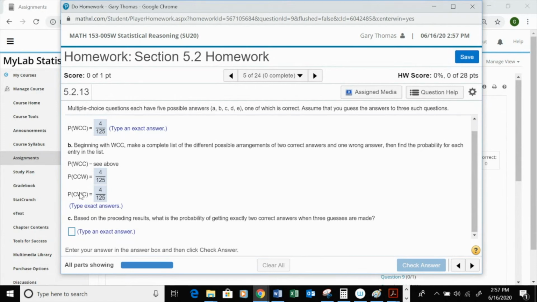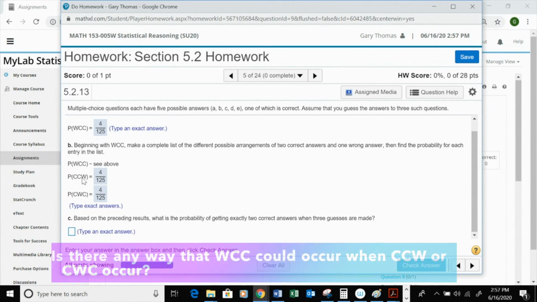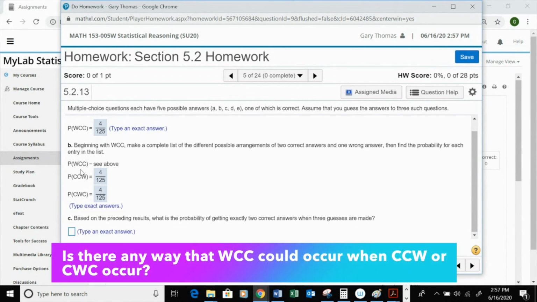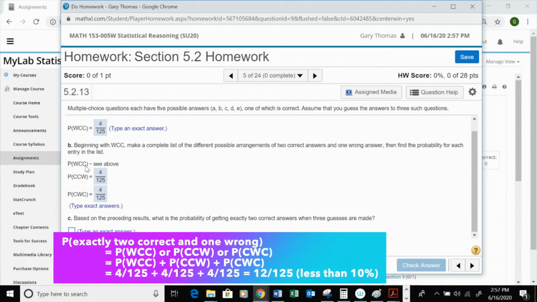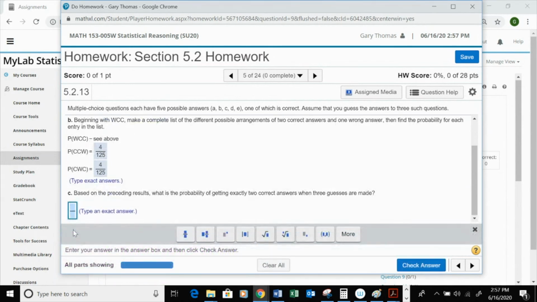And you're thinking, or, I know or. I sound like a seal, don't I? Or. I know or is the addition rule. Wait, make sure there's no overlap. No, there's no overlap. These are 3 different sequences of answers. So the addition rule allows me, if there's no overlap, to add the 3 probabilities. So on top, 4 plus 4 plus 4. I'm thinking that's 12. And on the bottom, it's a common denominator. So this is an easy problem. It's 125.